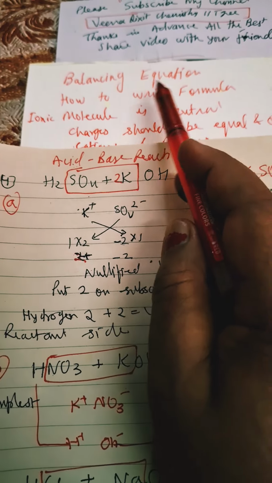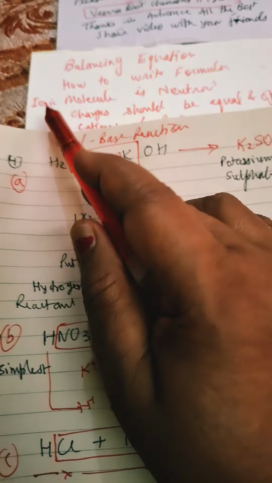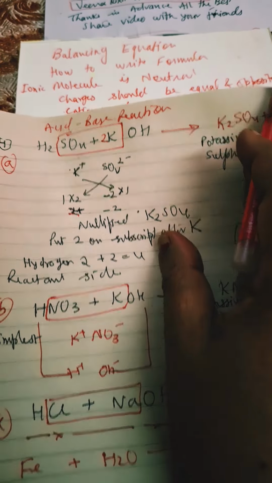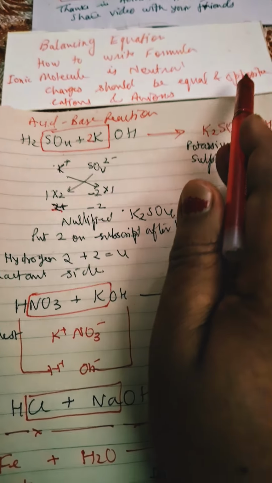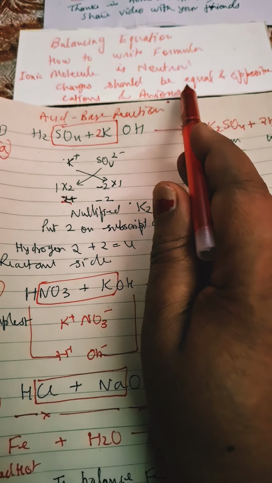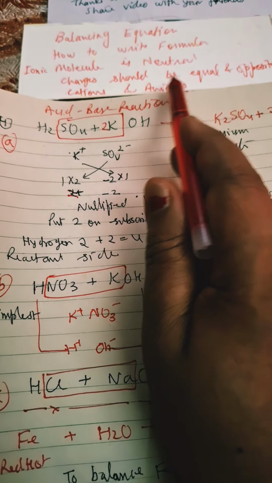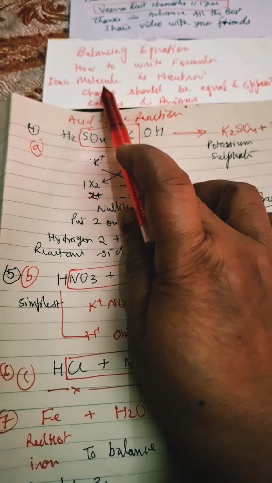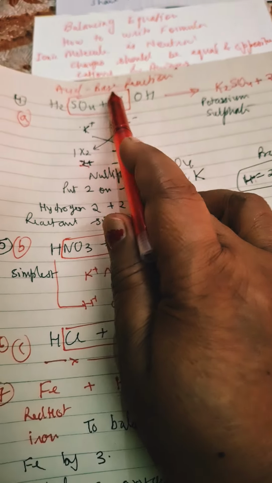We are doing balancing equations, how to write formulas. An ionic molecule is neutral. This is the tip of the day: the charges should be equal and opposite. Cation and anion charges, when you write the complete formula, should be equal and opposite to each other because the molecule is neutral.